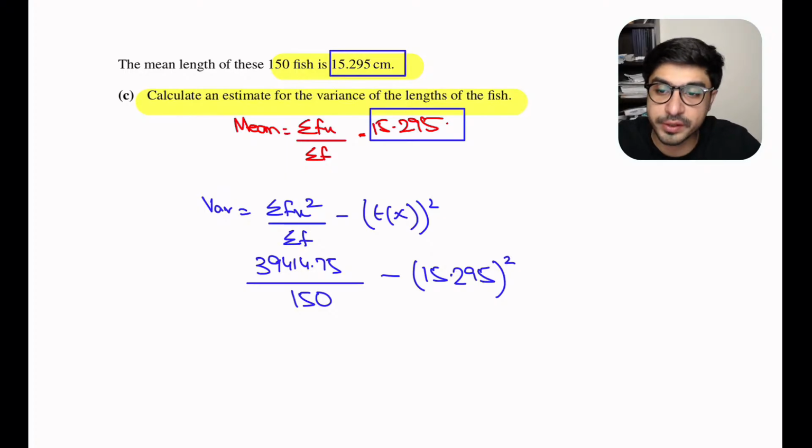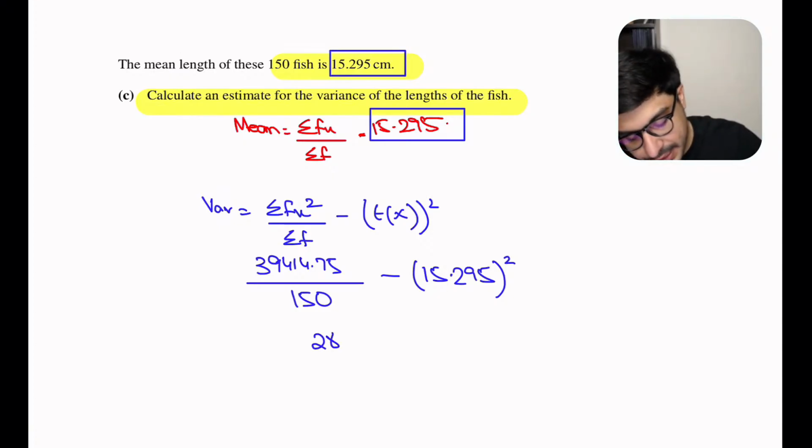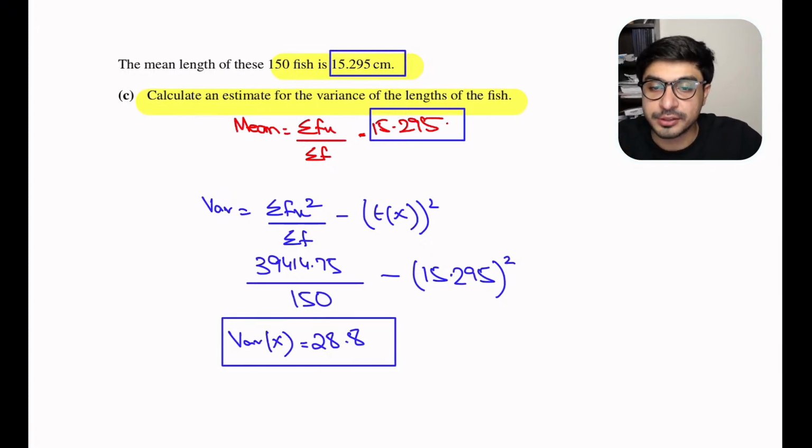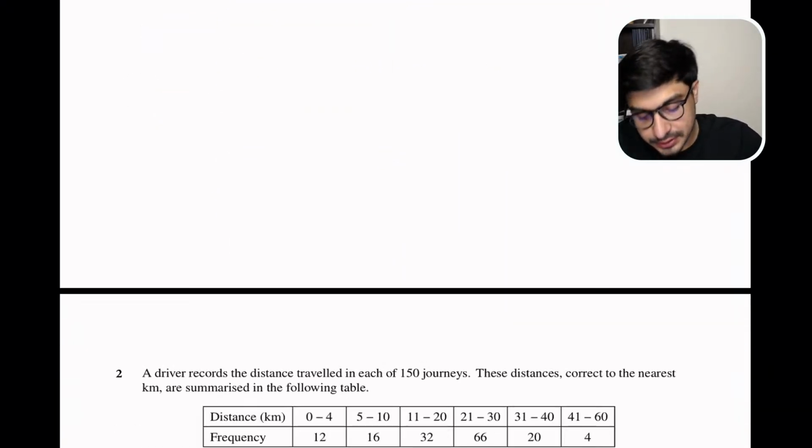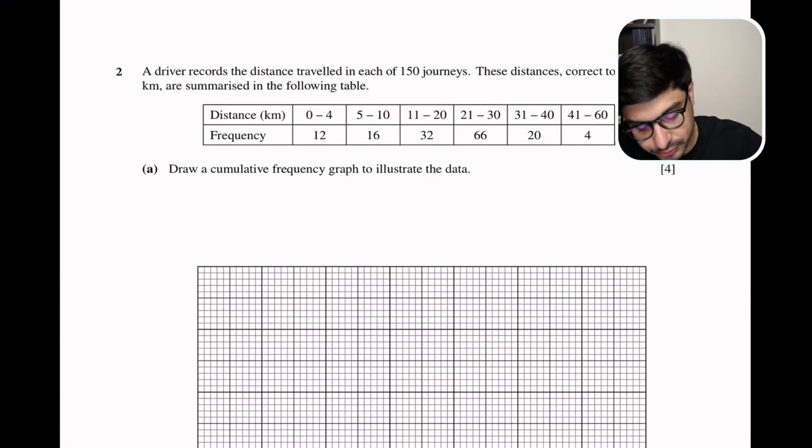Now what we have to do is we just have to look at 39414.75 upon 150 and then minus 15.295 squared. It is going to be 28.8. So that is going to be the answer for the variance of this variable, and that is it, right? So this is it for the first question. I'm just going to hop on to the next question, right?